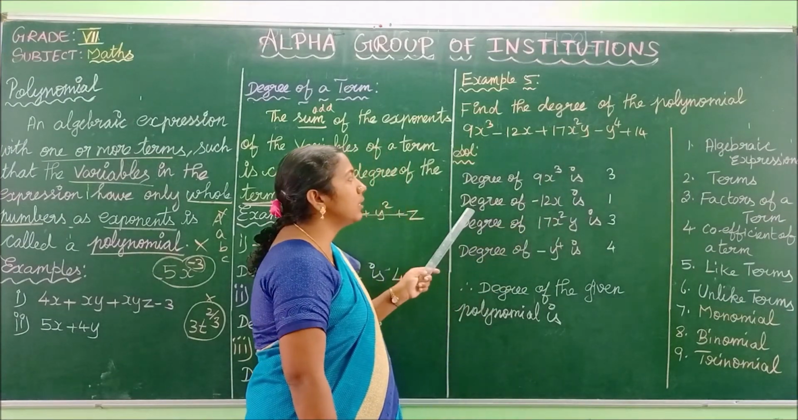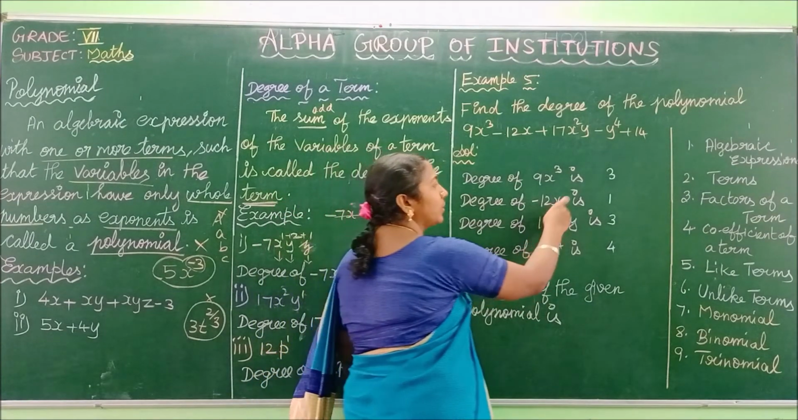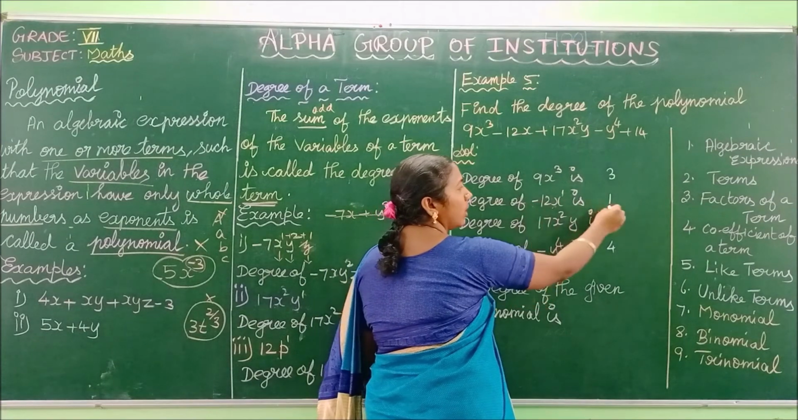And what is the next term? Minus 12x. So the degree of minus 12x is, what is the power of the x? 1. So the degree of minus 12x is 1.